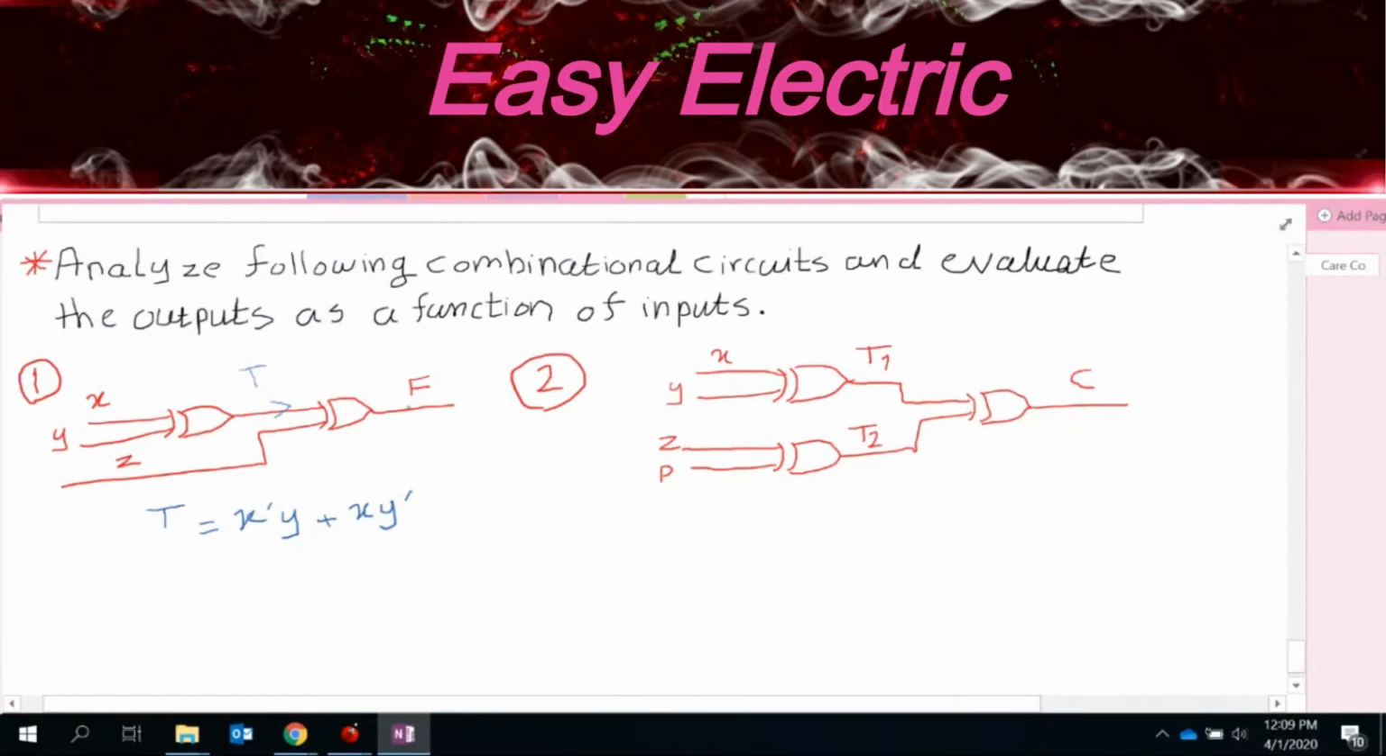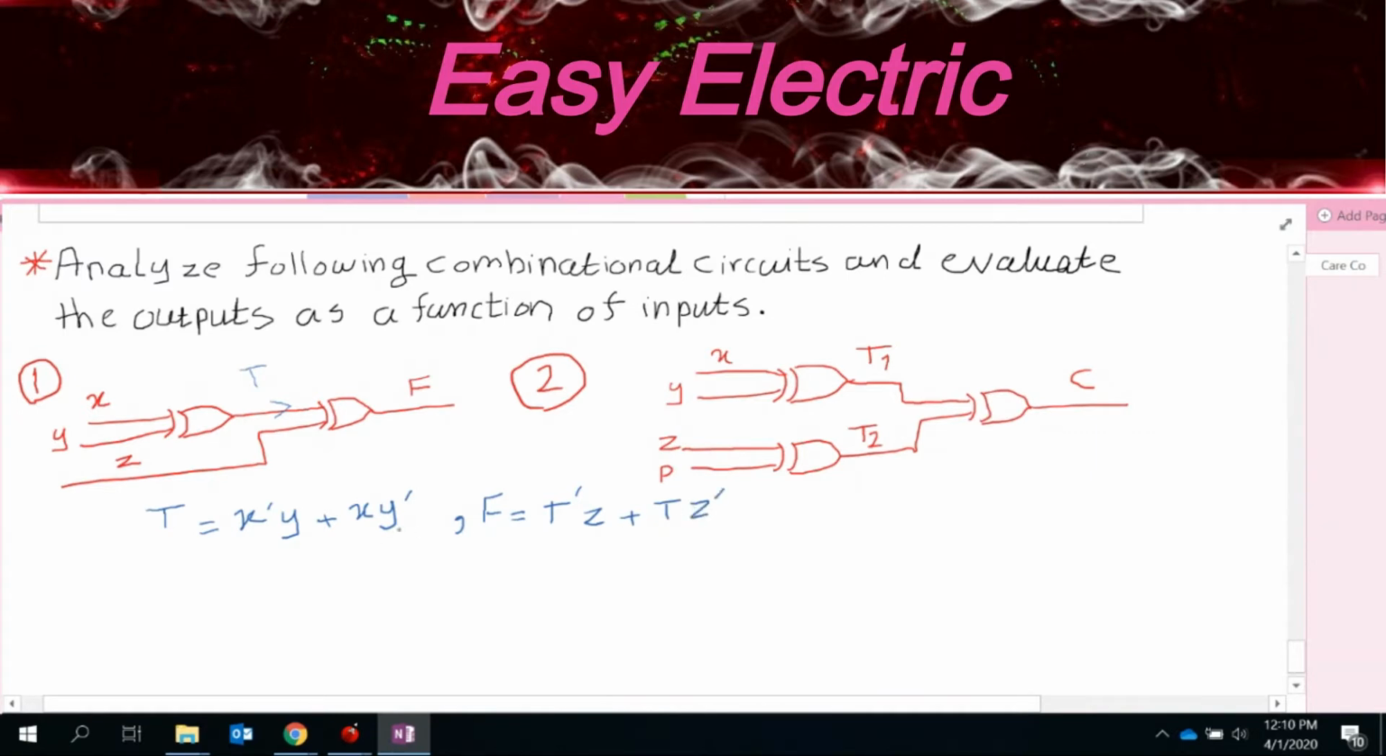So now you could get the Boolean function for F, right? I'm going to write the function for F. Definitely right now, this is T, this is Z, and this is an XOR. So F should be similar: one input prime, which is T prime Z plus T Z prime.